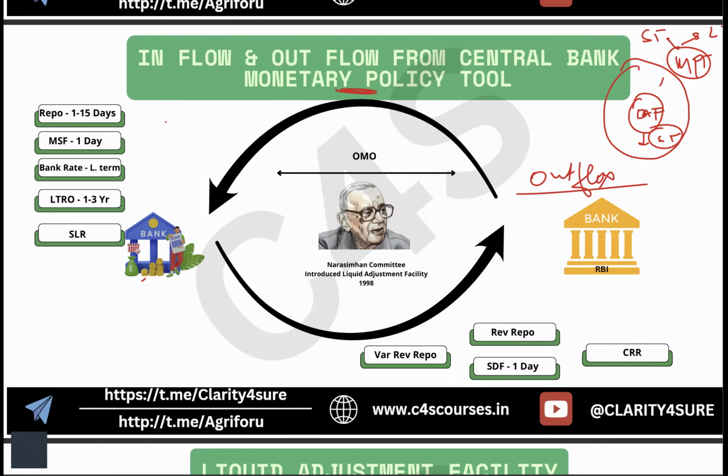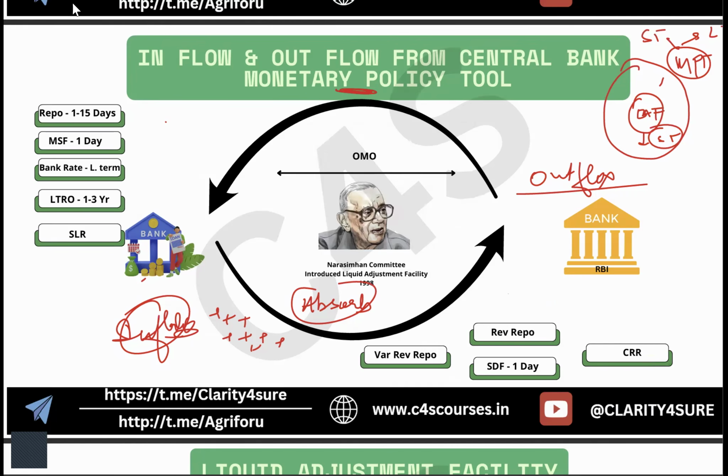So all this is helping in sucking the money from the system into the RBI, right? So when will RBI try to suck or absorb all the money? When there is excess money in the market, when there is inflation. So at the time of inflation, RBI will try to absorb all the money through these four monetary policy tools, to absorb the excess money so that the menace of inflation can be contained. Okay, that is there.